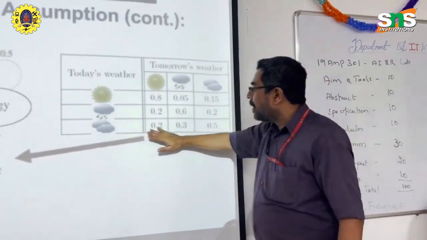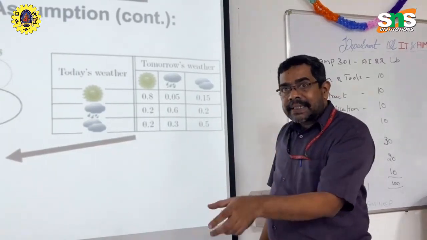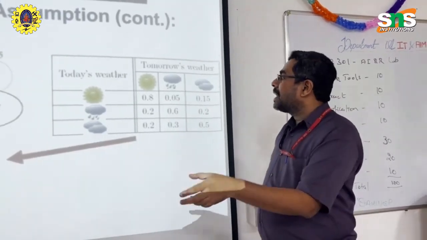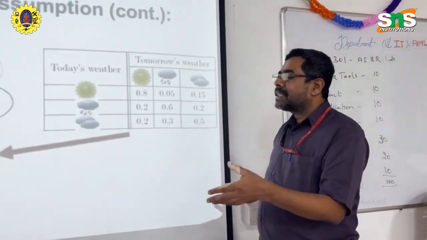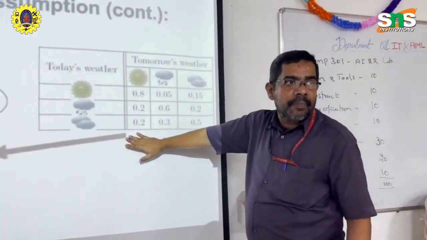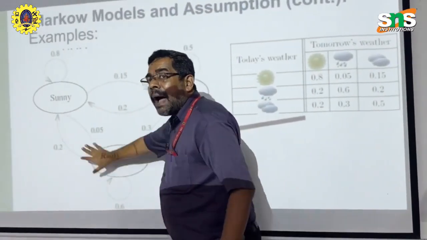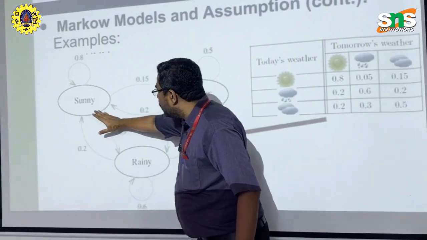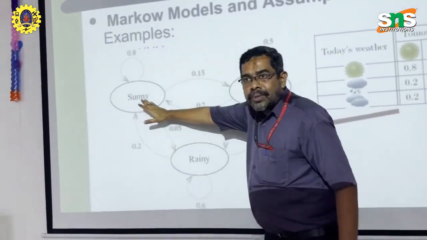Okay, so this way we have to predict for that particular day. Per day there may be the chances of sunny, per day there may be the chances of rainy at 0.2, per day there may be the chances of cloudy at another 0.2. So this event is called the transition: transition between sunny and foggy, then foggy to rainy, then rainy to sunny.